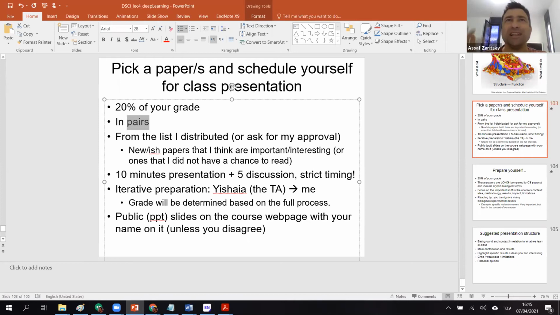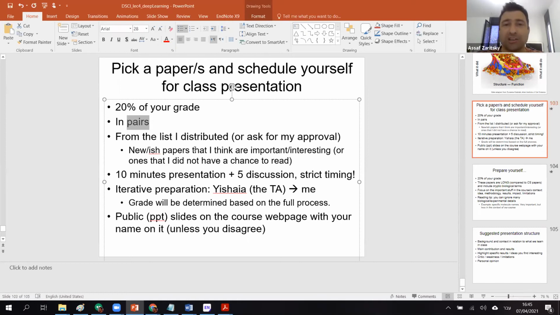I think it wasn't effective learning. So I decided to change the structure. First, limiting the time. Each presentation is going to be 10 minutes plus 5 minutes for discussion. That's all. In 10 minutes, you need to convey the highlights of your paper: why it is important, the highlight results, et cetera, plus 5 minutes for discussion.